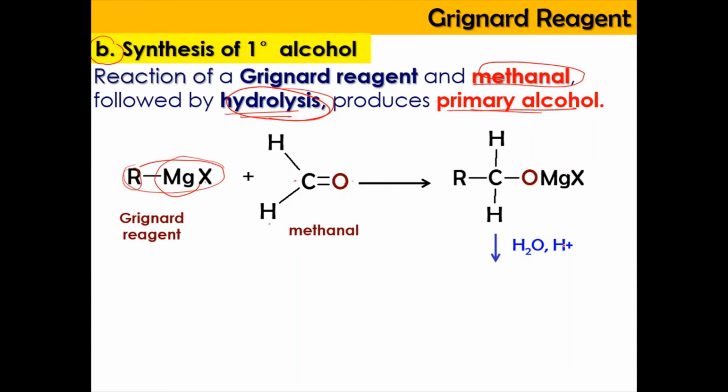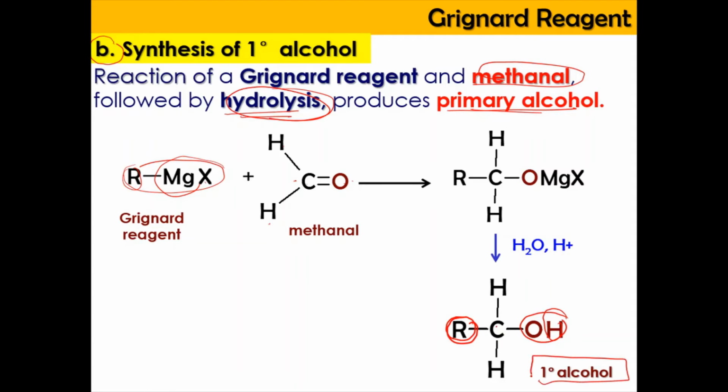So what you're going to produce at the end is that the MgX here is going to be removed, and we're going to replace it with H, where we're going to produce a primary alcohol. So this is known as the primary alcohol because the carbon attached to the OH only has one alkyl group. So it is known as the primary alcohol. Okay, and this is how you're going to produce a primary alcohol by reacting the Grignard reagent with methanal followed by the hydrolysis step, and this is going to produce a byproduct of MgOHX.